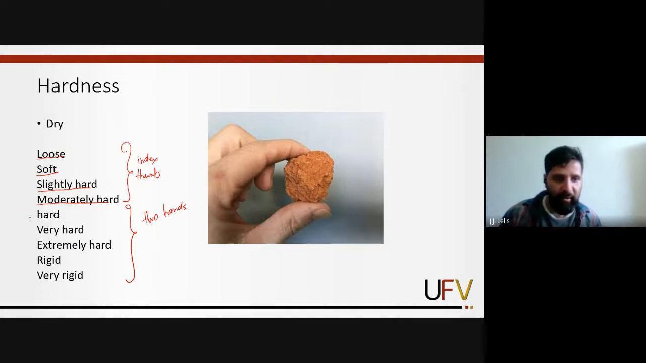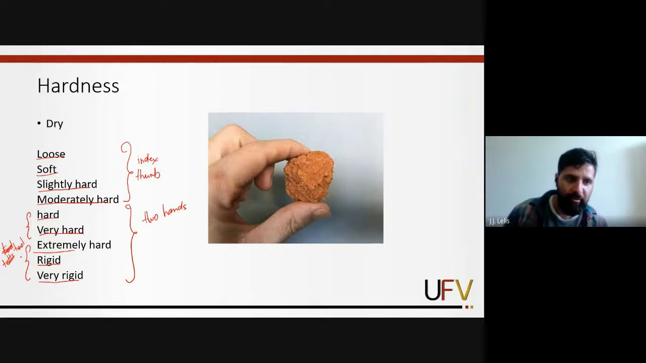In this case, I can break using my two hands easily, or not so easily. If I can't break with my two hands, I use a tool. Using a tool, it's easily broken, it's not so easily broken, or I can't break it even using a tool.